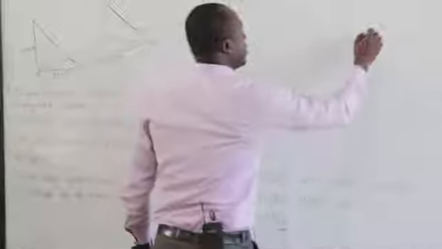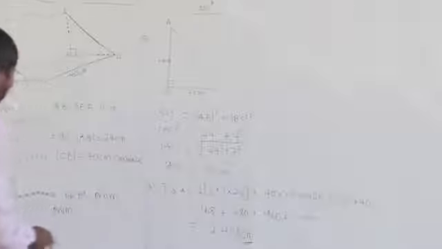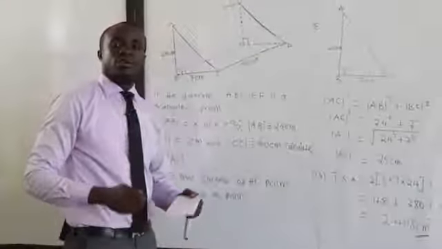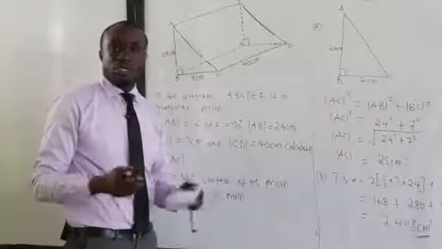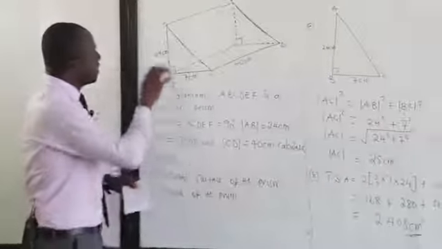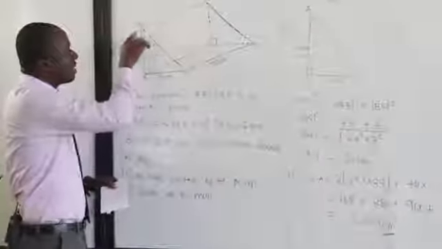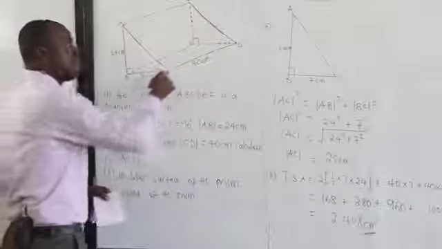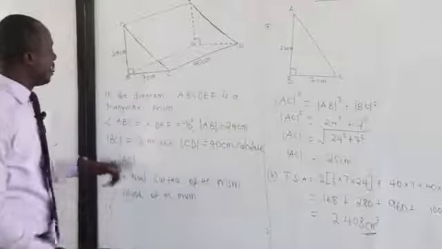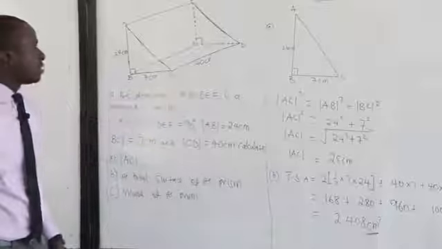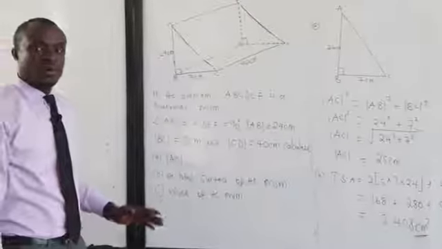Now, the third one is telling us we should find the volume of the prism. Third one, volume of the prism. Now, how do you find volume of the prism? Volume of the prism is cross-sectional area times the length. In this case, the cross-sectional area is this triangle. So it's going to be area of the triangle times CD, the length. So clearly, you say that half times 7 times 24 times the 40. That is the volume.